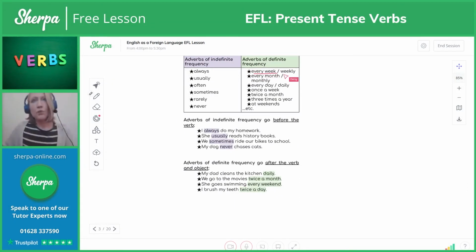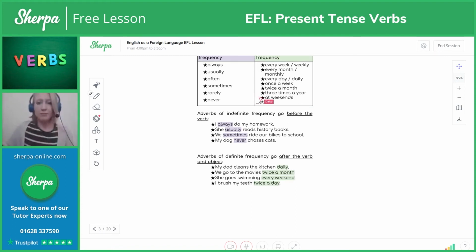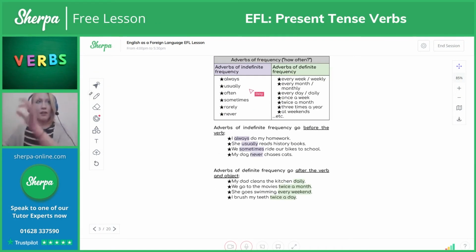Every week or weekly, the same. Every month, monthly. Every day or daily. Once a week, twice a month, 3 times a year, at weekends, etc. You could think of some other examples like twice a week or 5 times a year or on Saturdays, etc. Okay, I've sorted them into 2 categories, so purple and green, because we use them slightly differently.